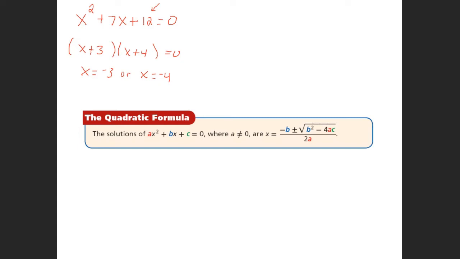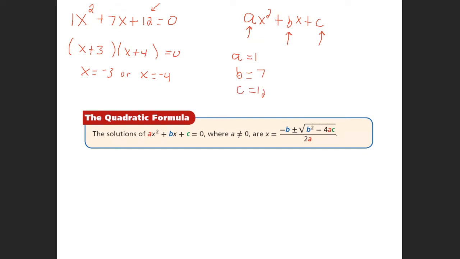Now let's say we could not factor this, that we did not know how to do it. The standard form of a quadratic is ax squared plus bx plus c. The number in front of the x squared term is the a value. The number in front of the x term is the b value. And the constant is the c value. So if I wrote this problem out, this is really 1x squared plus 7x plus 12. My a value would be equal to 1, my b value would equal 7, and my c value would equal 12.